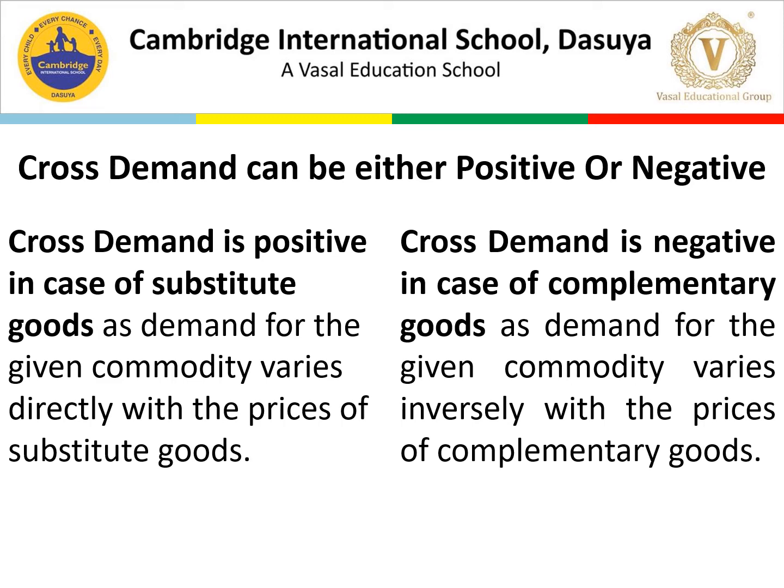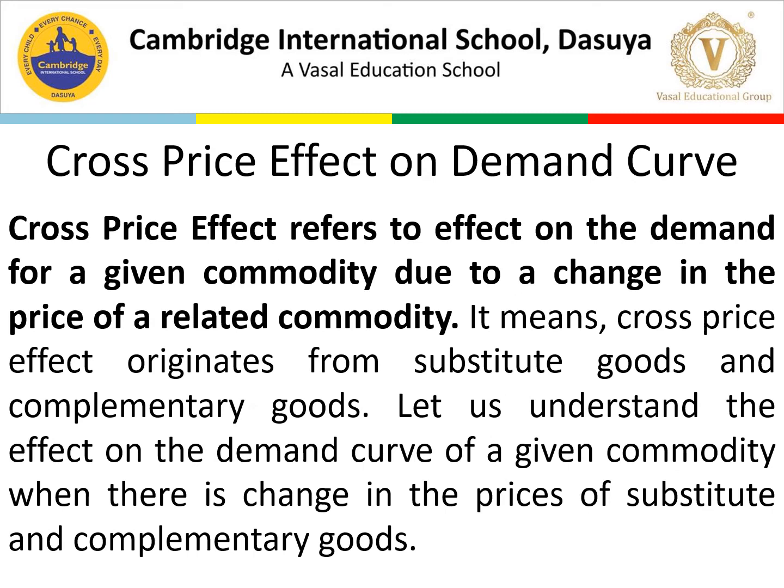Now let's move to the next topic, that is the cross price effect on the demand curve. So what is the effect of cross price? Let's check that. Cross price effect refers to the effect on the demand for a given commodity due to a change in the price of a related commodity. The cross price effect always originates from substitute goods and complementary goods. मतलब कहाँ से start होता है? Substitute goods and complementary goods.